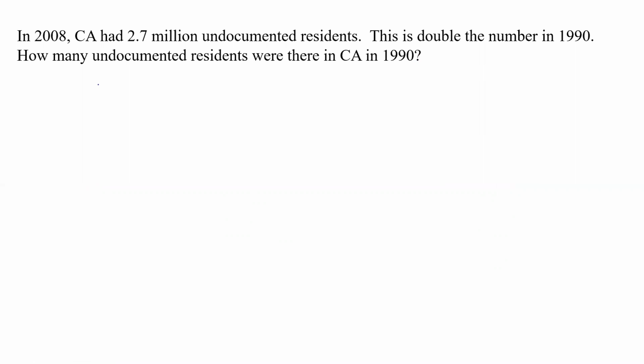Well, let's say X equals number of undocumented residents in 1990. So we know that in 2008, there were 2.7 million, which was double the number in 1990. So if X is 1990, 2 times X is equal to 2.7 million. And we'll just leave off the million, we'll just have 2.7.